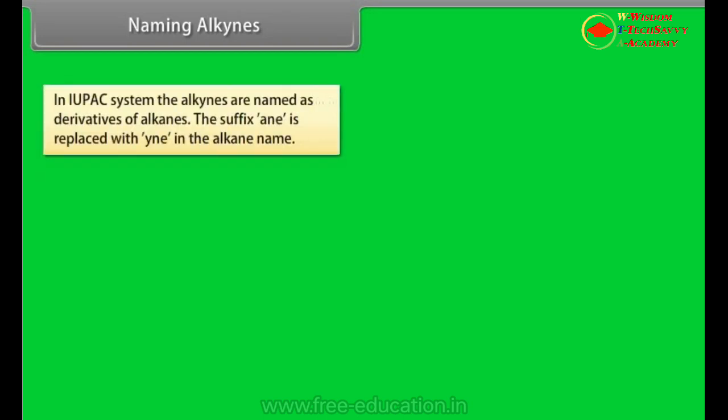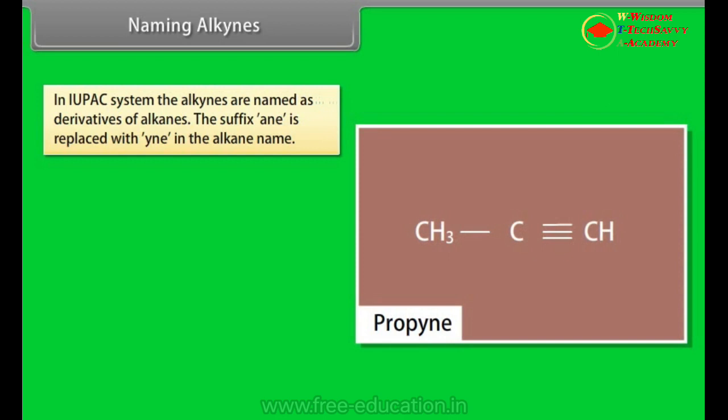Naming alkynes. In the IUPAC system, the alkynes are named as derivatives of alkanes. The suffix "ane" is replaced with "yne" in the alkane name. For example, the given compound has 3 carbon atoms and hence the root name is propane. If the suffix "ane" is replaced with "yne", we will get the IUPAC name of the compound as propyne.